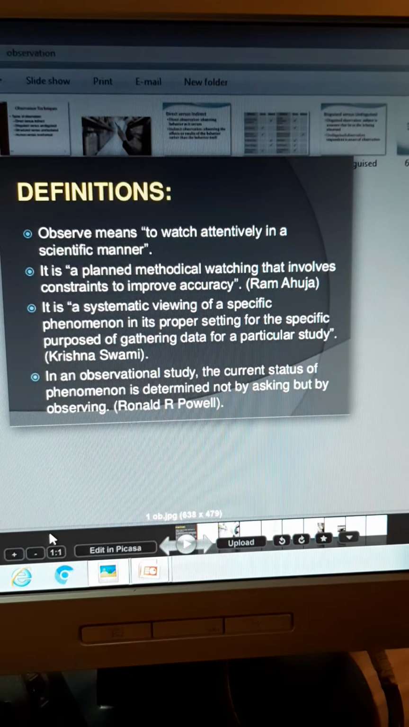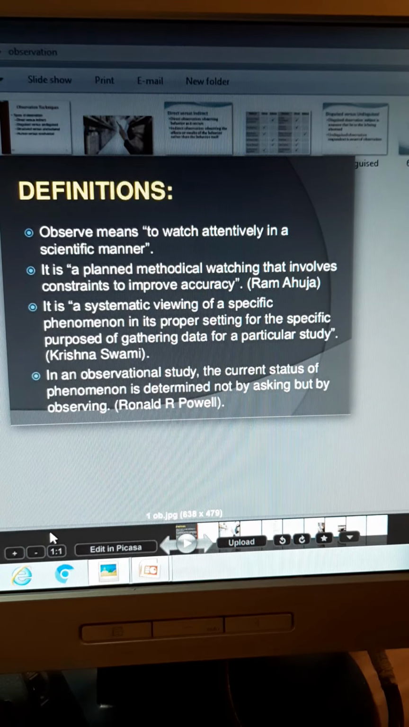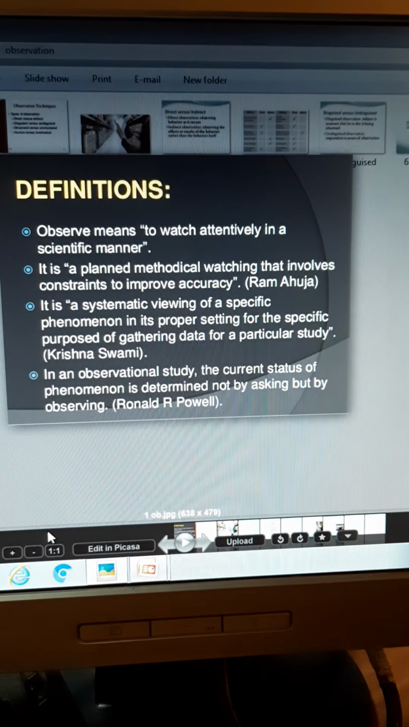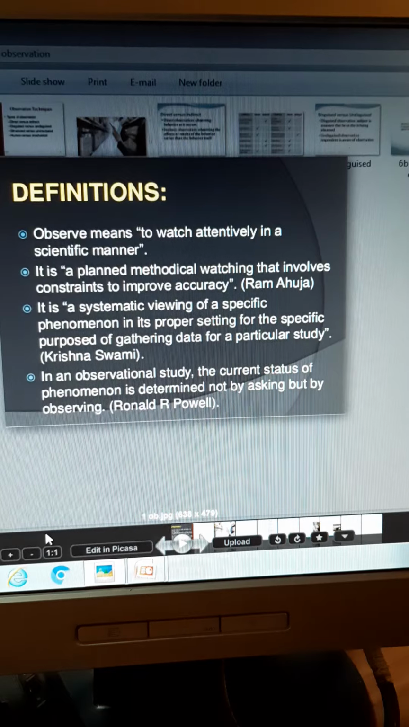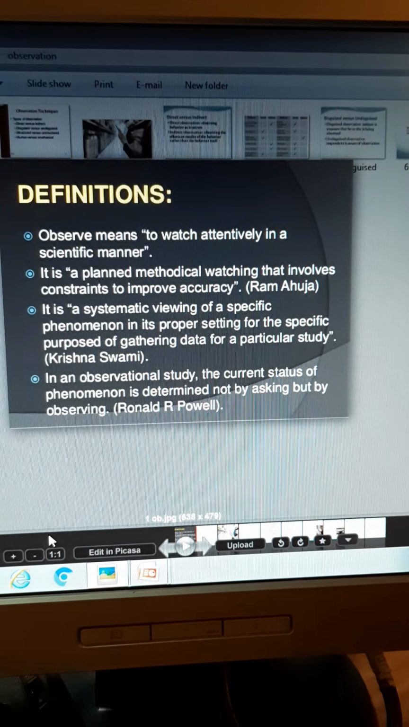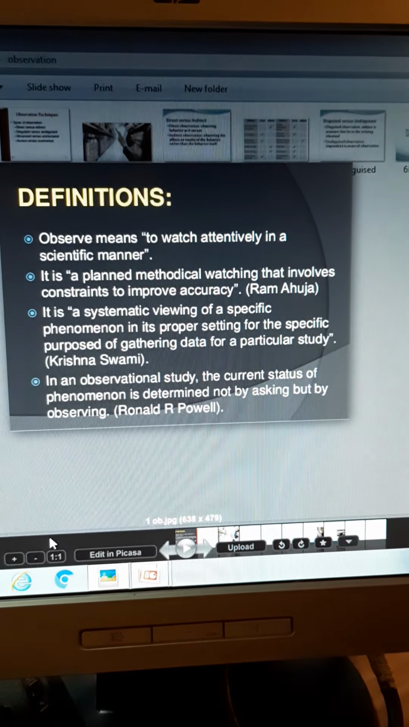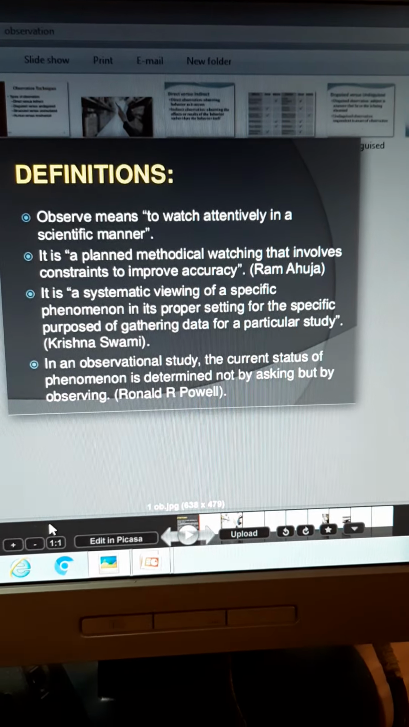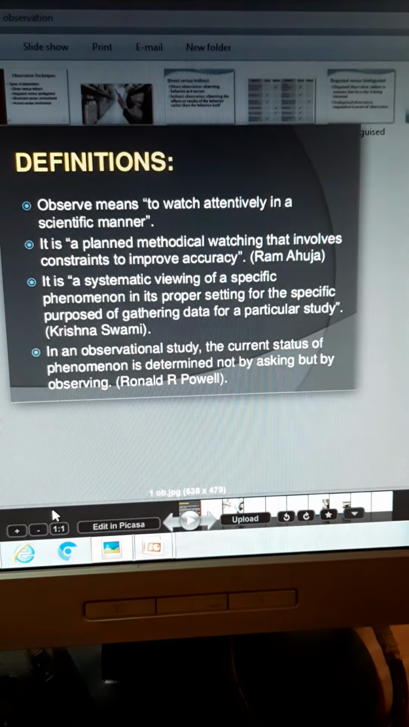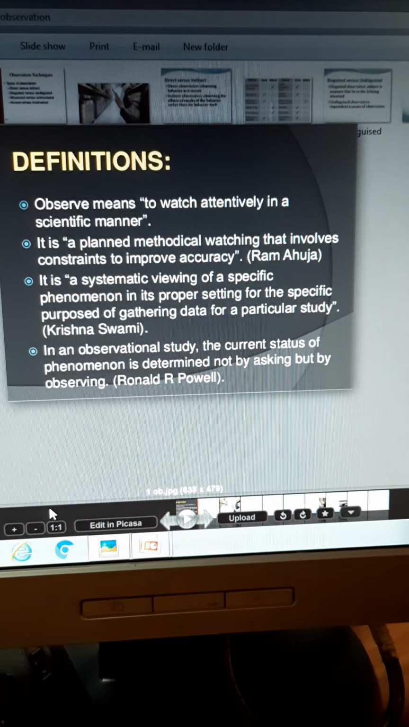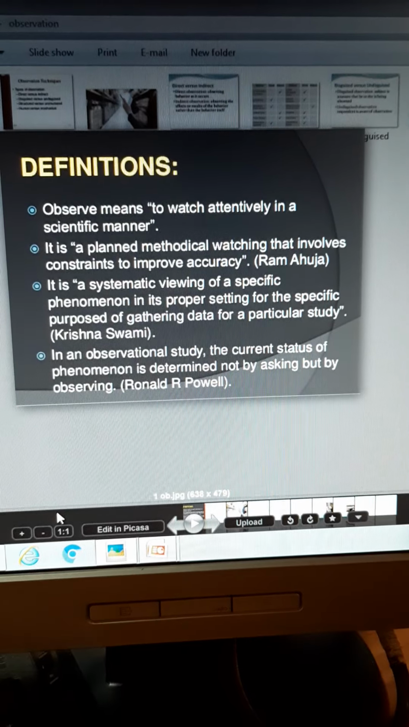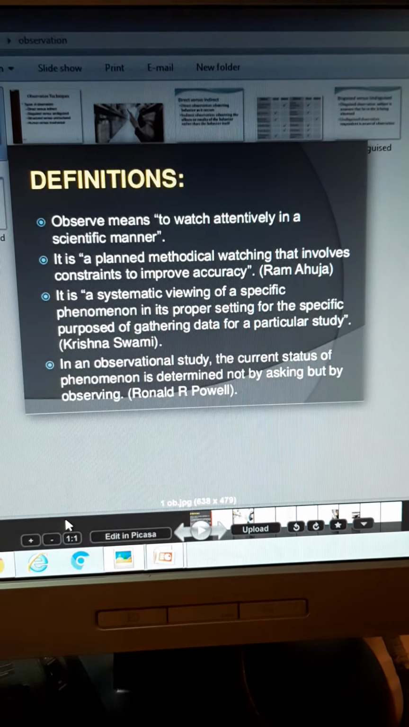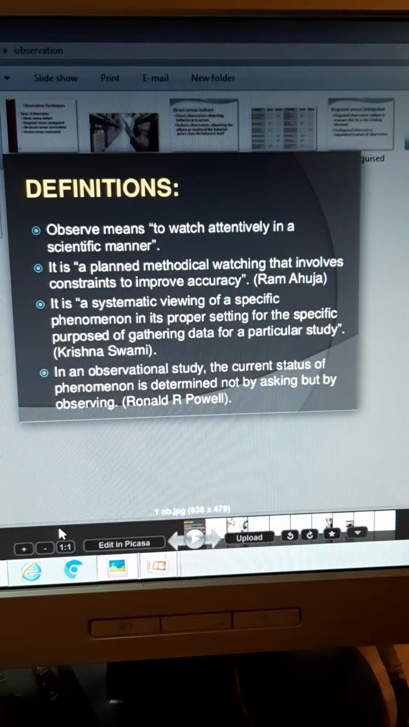Observation research also is a type of descriptive research, and there are various types of conducting an observation research. These are research methodologies. Under your descriptive research, you can do a survey method, you can do an observational method.